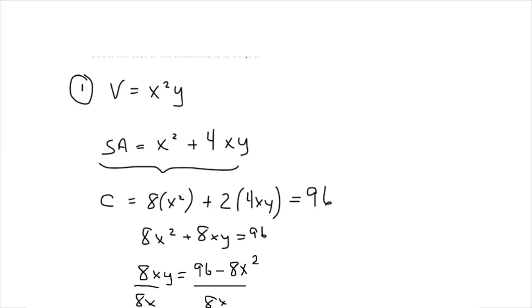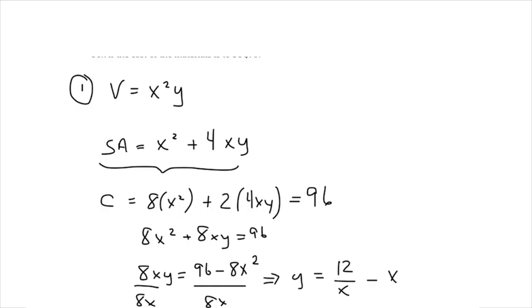Apparently y is equal to 96 divided by 8x. Now, 96 divided by 8 is 12, so I'm going to make that 12 over x, minus 8x squared over 8x, which is just going to give us good old x, because the 8's cancel. And that's nice.